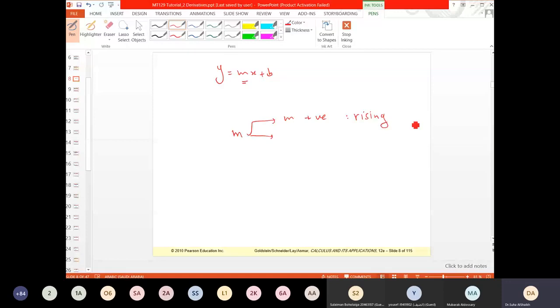This m can be negative, معناها my line is falling. So this is how my line will look like, descending. The third case is that m can be exactly equal to 0.